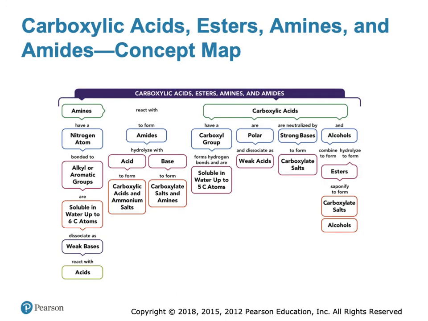All right, so that sums up the carboxylic acid, ester, amine, and amide chapter. Remember, you need to learn how to identify these functional groups. As far as our reactions go, you learned how to take a carboxylic acid and an alcohol to form an ester. You learned how to hydrolyze an ester into its carboxylate salt and alcohol, and you also learned how to take an ester back to the carboxylic acid and the alcohol.